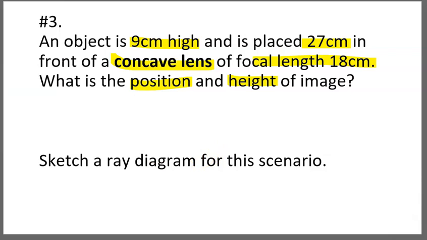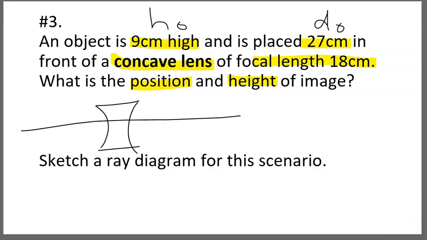So let's label all of our givens. Object is that high, so that's the height of our object. And it's placed, so that's the distance from a concave lens. Remember that a concave lens is like this. A concave lens focuses light on the same side as the object, so it's going to have a negative focal length. It's on the opposite side of our viewer, so it will create negative, smaller images that are virtual.